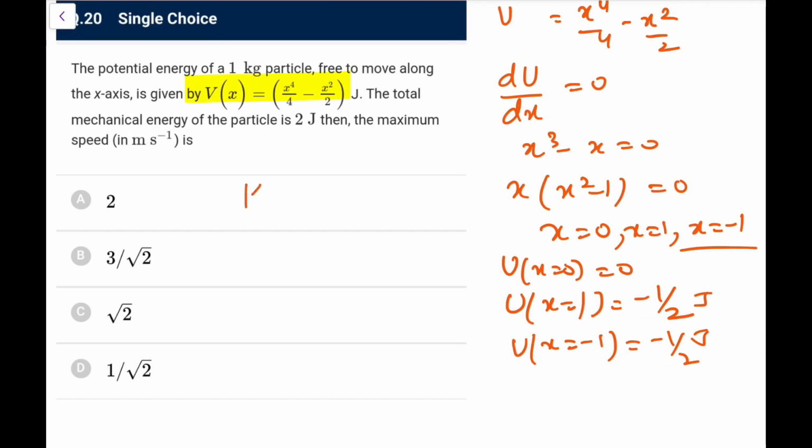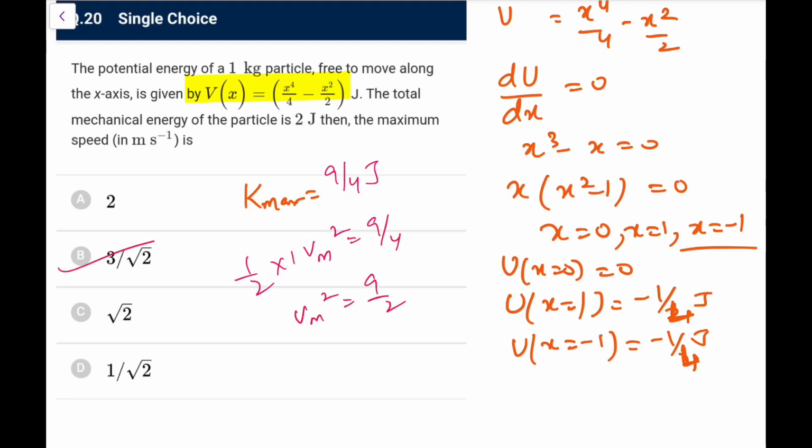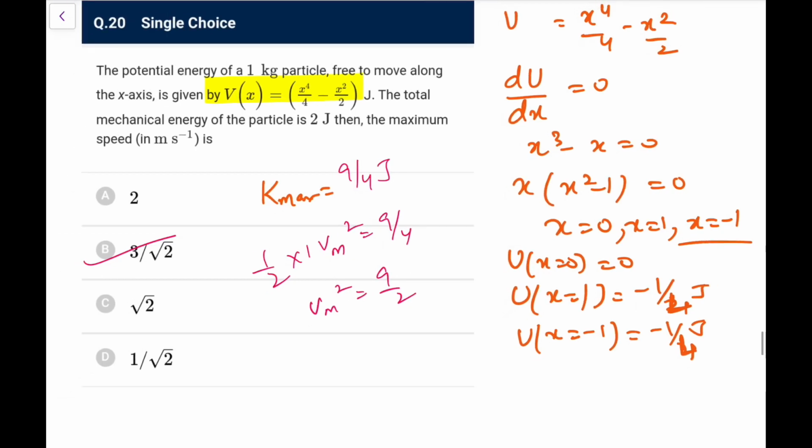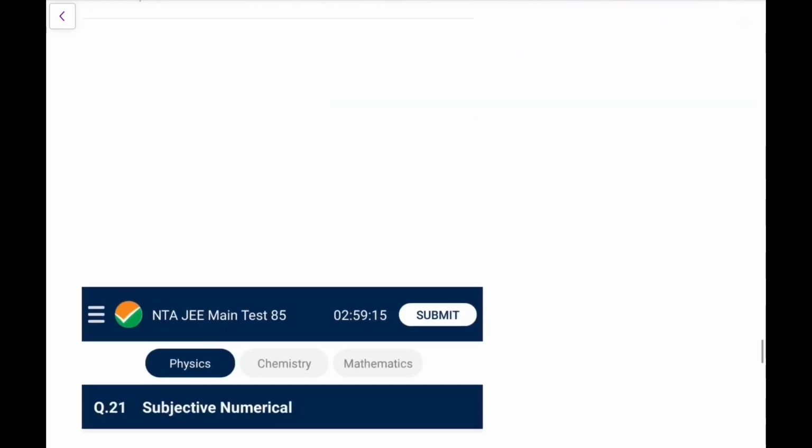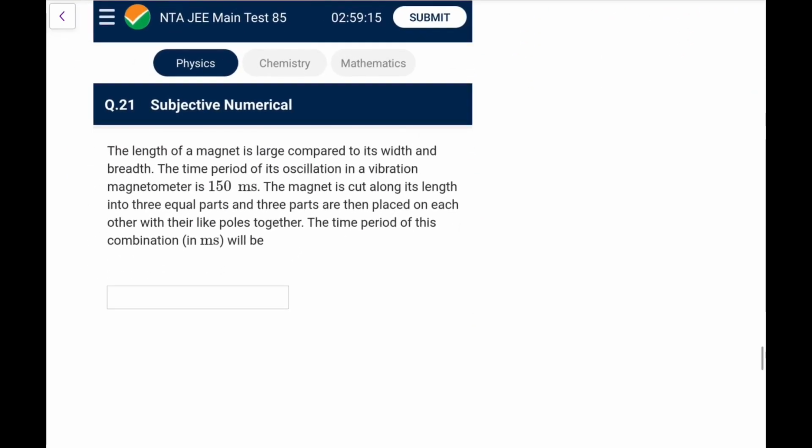So what we can say, K max in that case would be 2 plus half, that is 3 by 2 joules. So that is going to be 1 by 4, I am making a mistake, it would be 1 by 4. So K max would be 9 by 4 joules. So half into 1 into V max square is 9 by 4. So V max square is 9 by 2. So that is 3 by root 2. You can directly go for it. Actually, I remember this 1 by 4 because this question is being done, it is given in my question sheet also, which my students do.